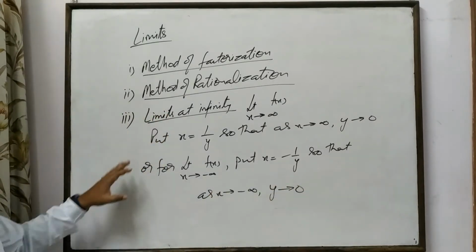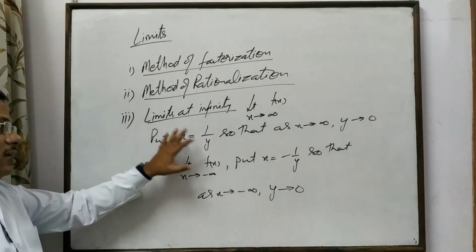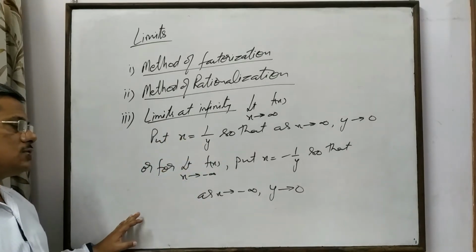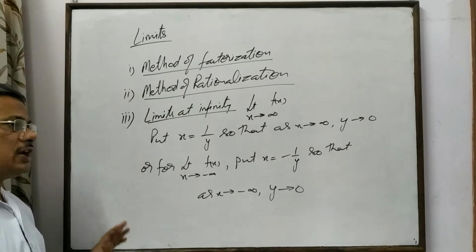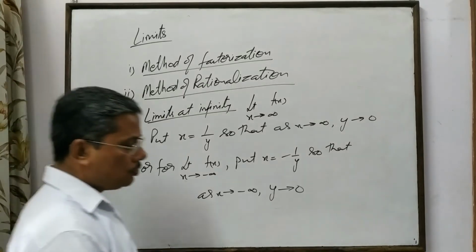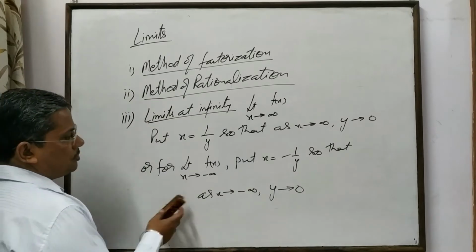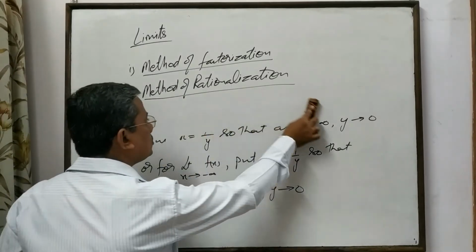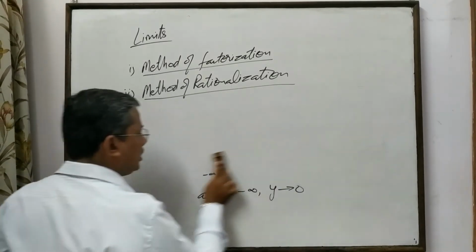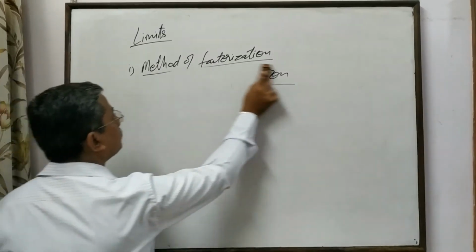So this is the third method. This method is rarely used in continuity because we rarely find continuity at infinity. Rather, we do not find continuity at infinity. So that's why this method is not used in finding the continuity of a function.